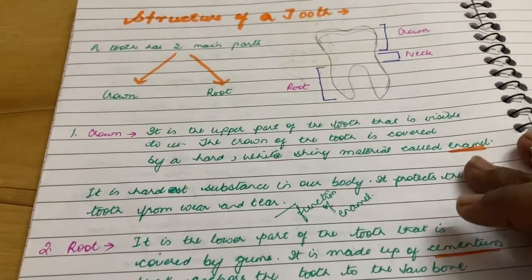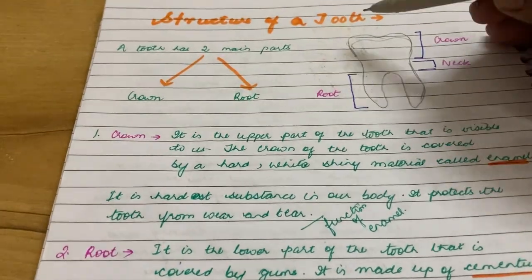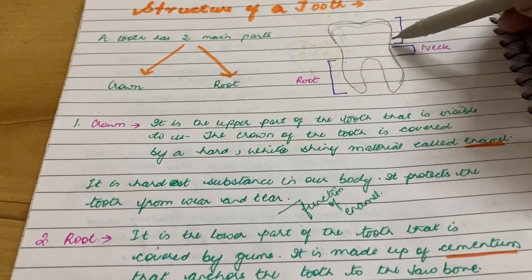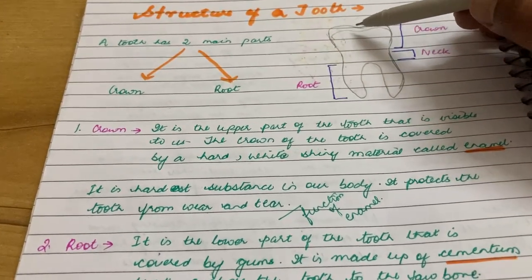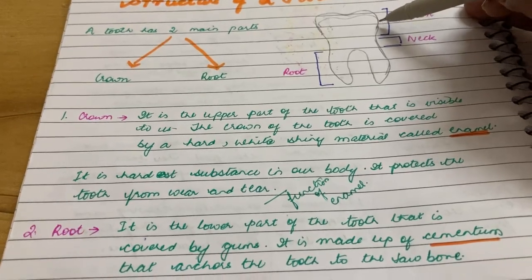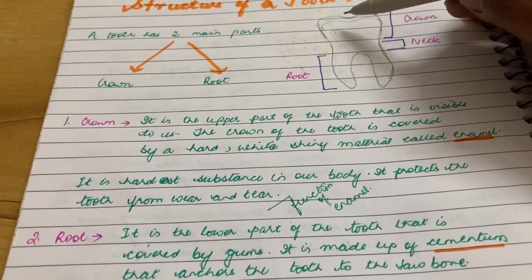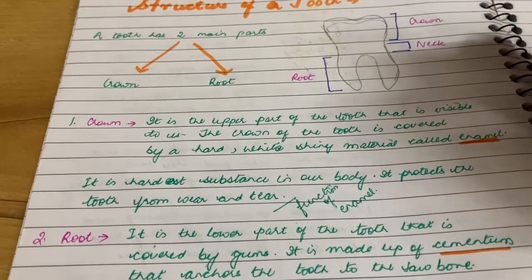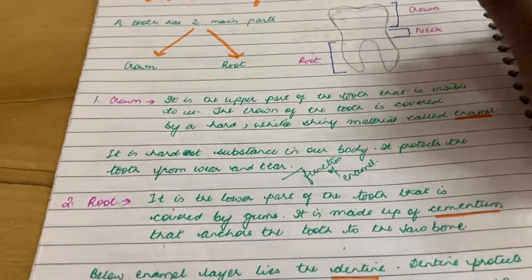Yes, so this is the only thing that comes in the crown. This is the upper part of the tooth which is visible to us. This is covered by a hard white shiny material called enamel. And what's the function of enamel? Enamel protects the tooth from wear and tear, and enamel is the hardest substance in our body.